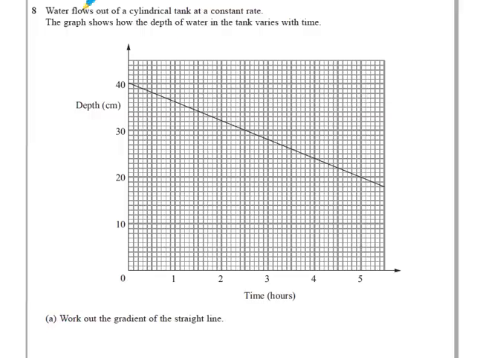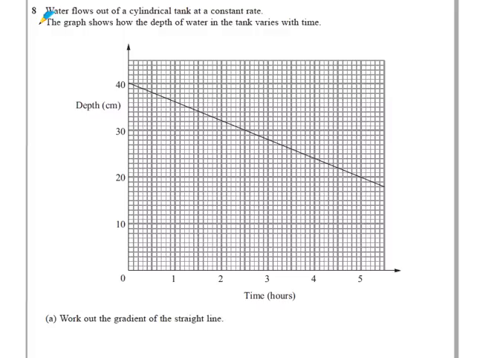Okay, question number 8. Water flows out of a cylindrical tank at a constant rate. The graph shows how the depth of water in the tank varies with time. And we're given the graph here below. Work out the gradient of the straight line. And part B asks us to write down a practical implication of the graph. So let's look at that.